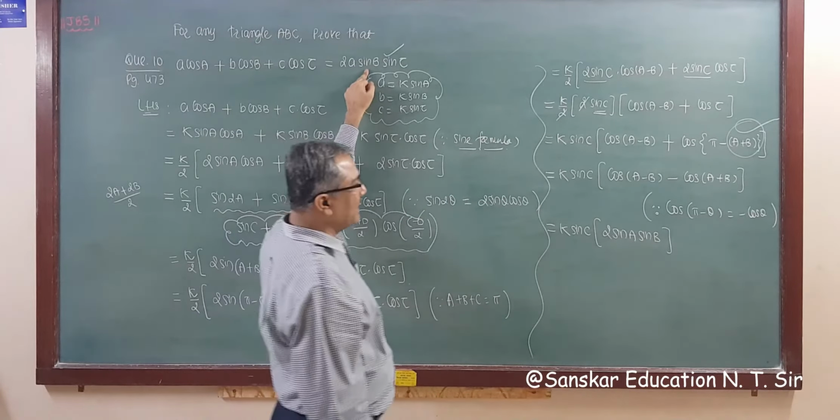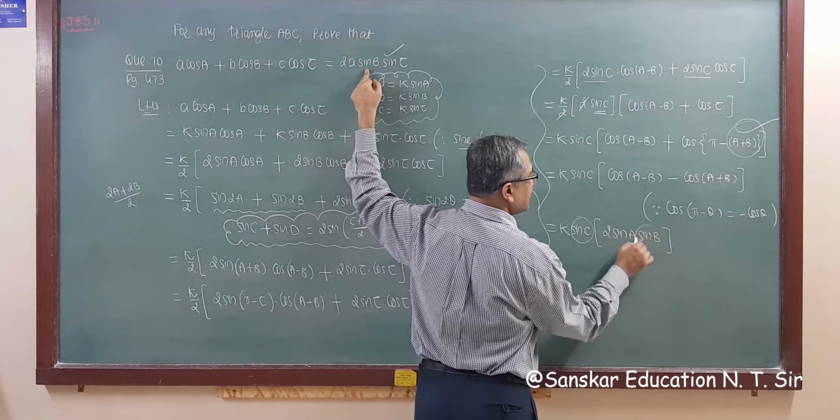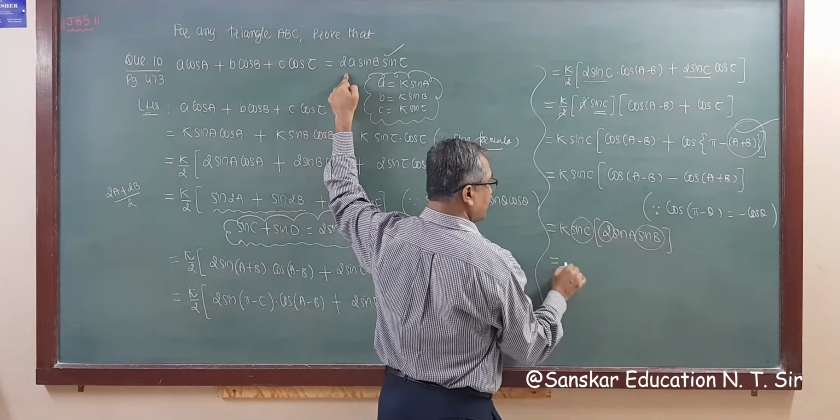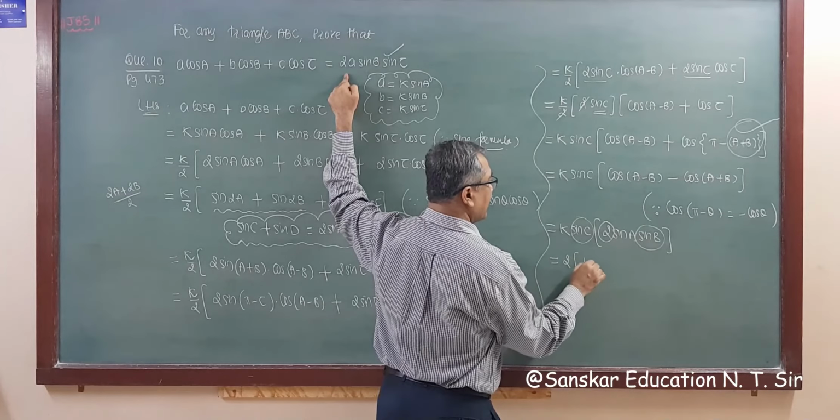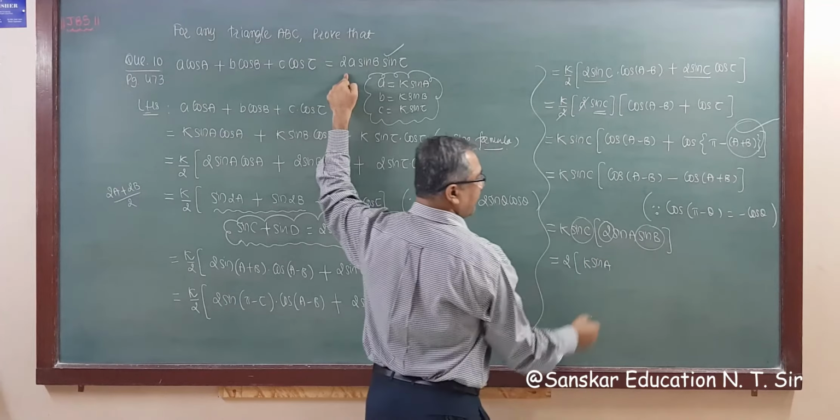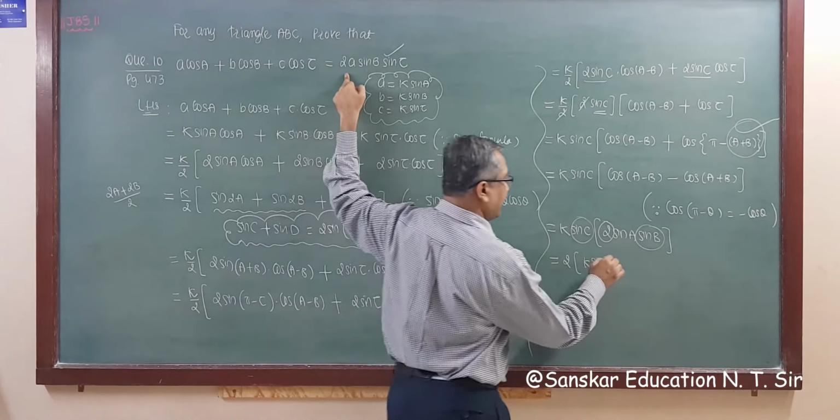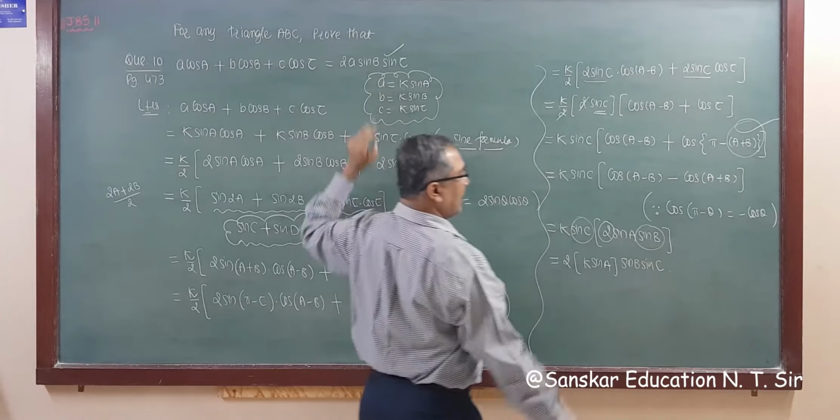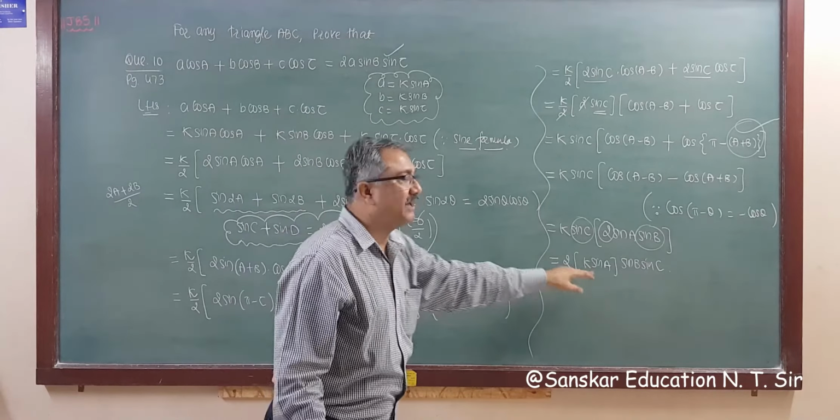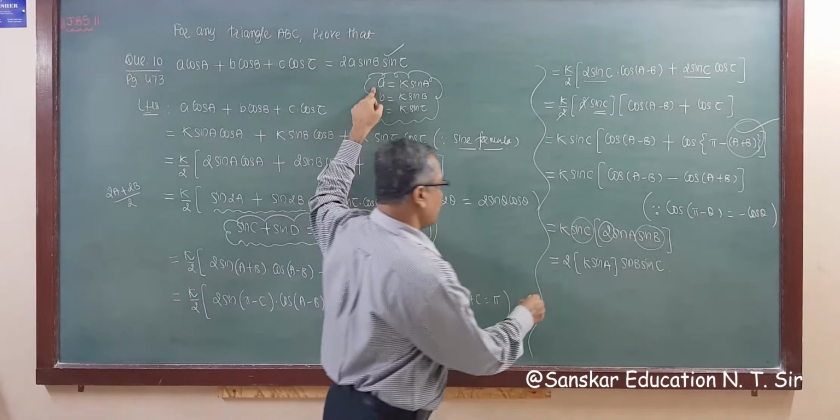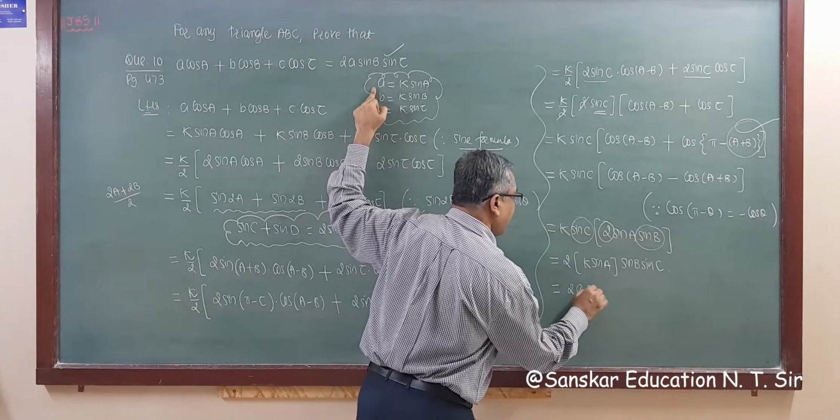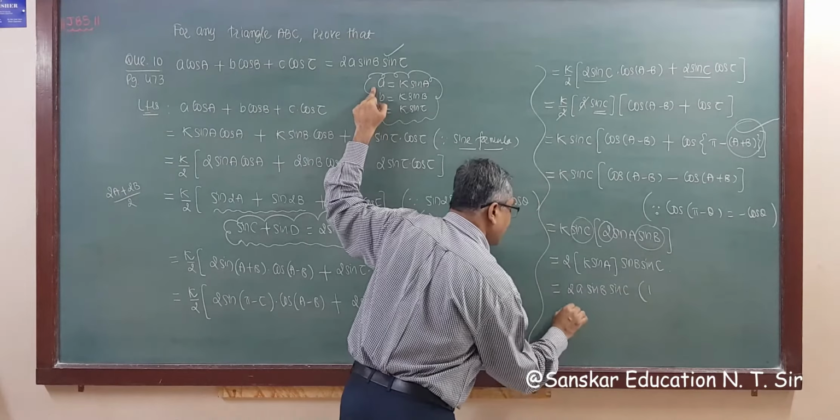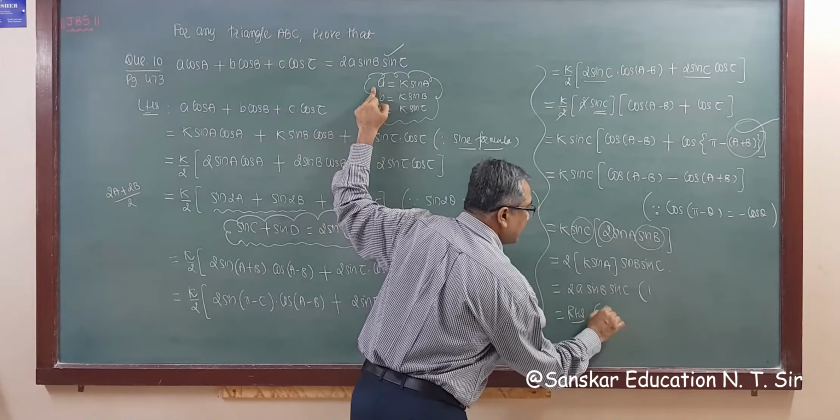Now you require sin B sin C. So sin B and sin C are here. So again 2 is constant. So 2, then we can write K sin A, and sin B sin C as it is. Now K sin A is small a. So your answer will be 2 times a sin B sin C, and that is your right hand side, and hence we proved.